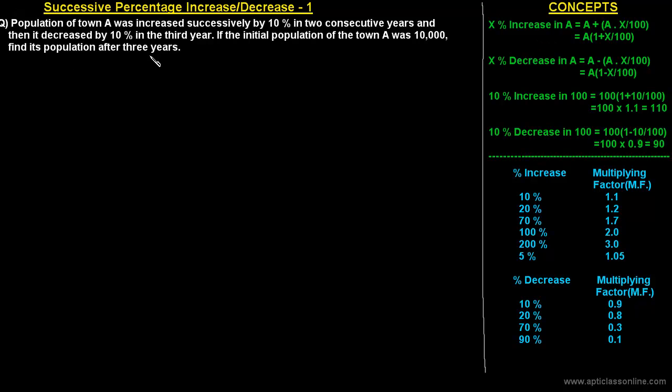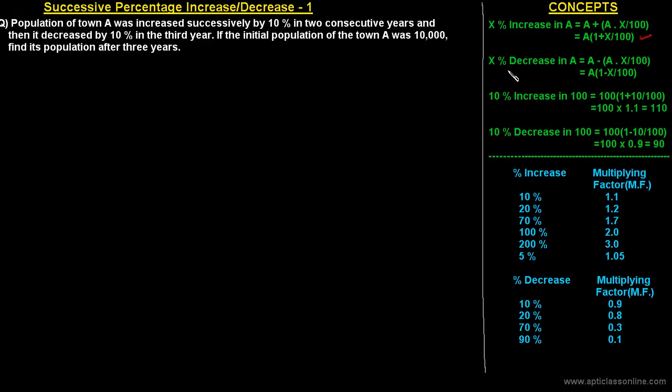First, we will see some of the very basic concepts of percentage. Suppose there is X% increase in A. That means the initial value A is increased by X%. Then what the final value of this quantity will become? So A is the initial value plus, if there is X% increase, means A into X by 100. So after increasing the value by X%, the A will become A into 1 plus X by 100.